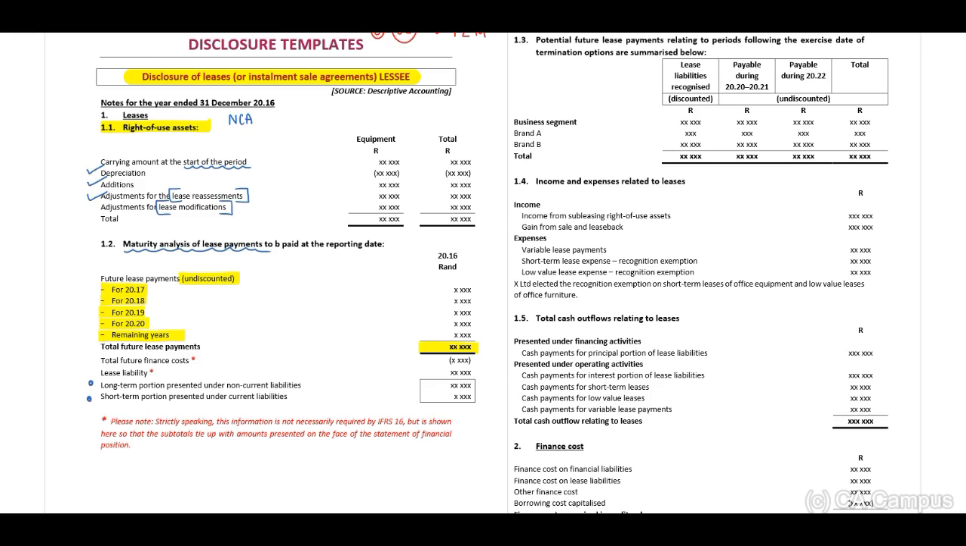Then, if there are any potential future lease payments relating to periods following the exercise date of extension or termination options, these should be summarized.